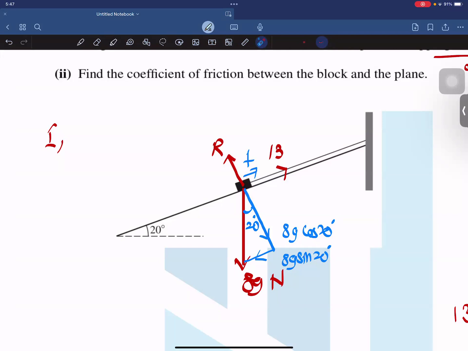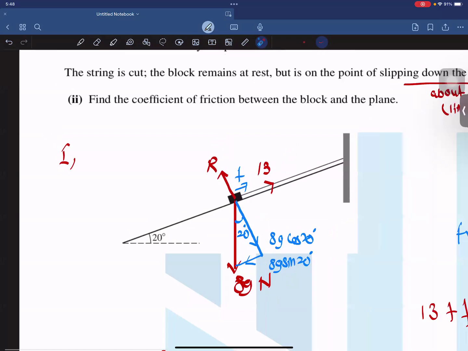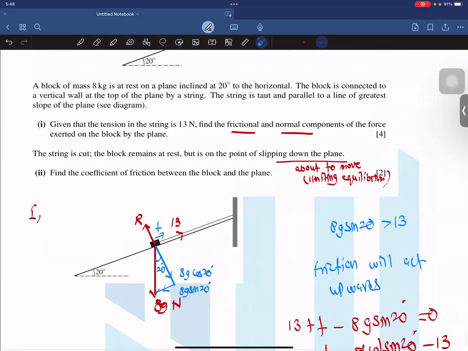The block is connected by a string, and the tension in the string has a magnitude of 13 Newton. This force is a pulling force. When I'm referring to this block, the tension in the string is acting away from the block, with a magnitude of 13 Newton. And as we know, the block is in equilibrium, held in the state of rest.